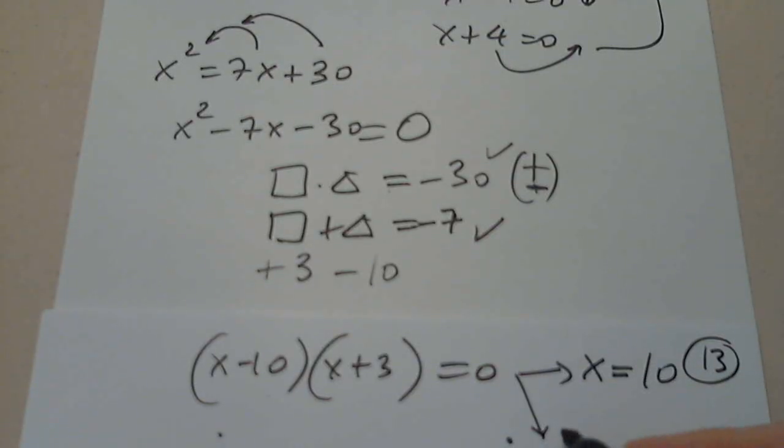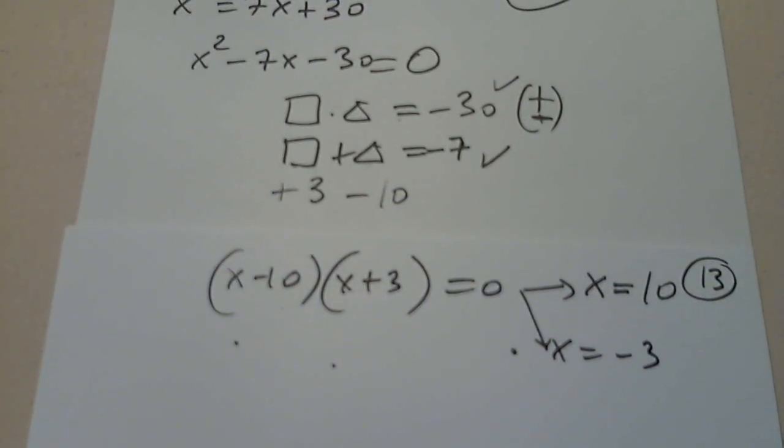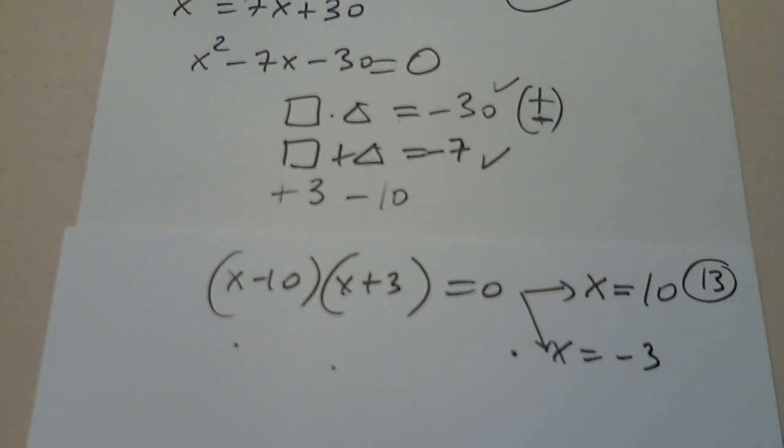10. Very good. Negative 3. Indeed. That's it. Very good. So this is the way the zero product principle works. The left-hand side was degree 2. That's why we got 2 solutions. Okay, the same idea.